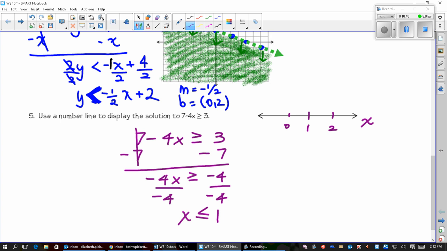Okay, now just like when I did the coordinate plane in number 4, anything that I darken is part of the solution. So because this one has the equal, I'm going to darken in 1 by putting a closed dot on 1. And then I want to shade all the x's that are less than 1. So I'm going to shade everything to the left of 1, including making that arrow big and dark to show that there are solutions that continue forever in that direction.